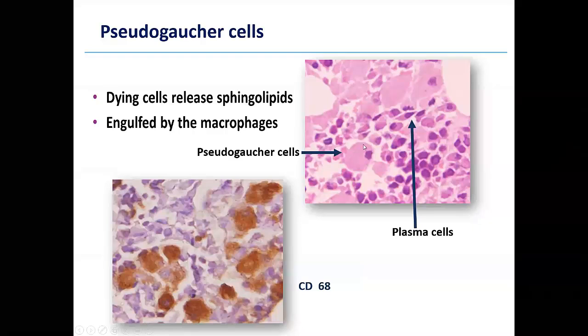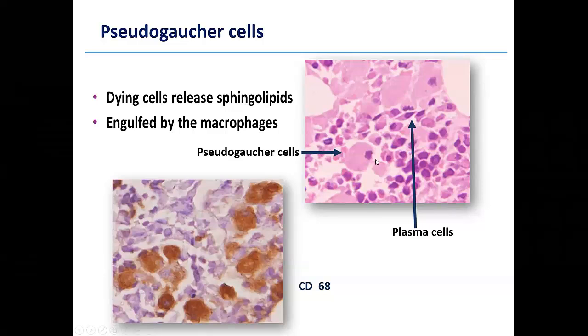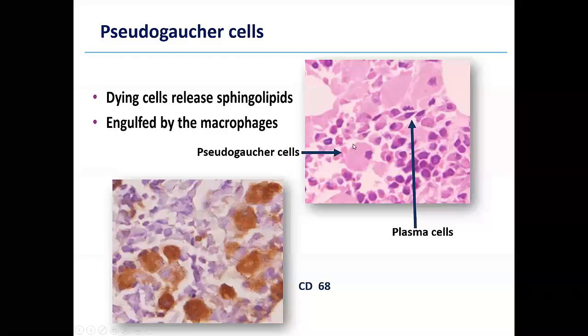As you can see here, they look like Gaucher cells only. Nucleus is eccentric, lot of cytoplasm. These are macrophages. Whenever there is a high bone marrow turnover, for example in a case of CML, multiple myeloma, or thalassemia, the cells are dying. So the sphingolipids are released, which are picked up by these macrophages, and they give an appearance of pseudo-Gaucher cells, but these are macrophages.